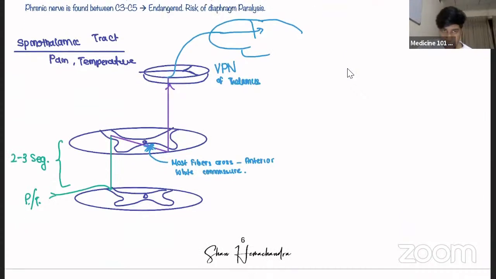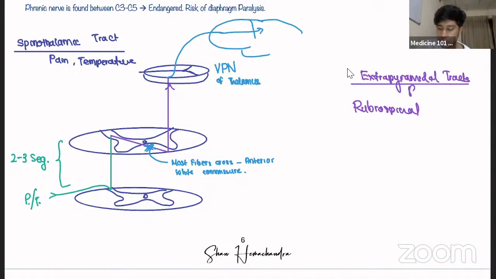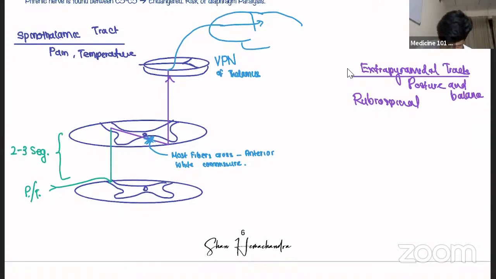Now, I'm going to ask you guys some questions. Don't worry, we are done with the three tracts. If you guys understood this, you guys are good to go. These are the main tracts. There's some other tracts called the rubrospinal, spinotectal. I think there's some other tracts which are called the extrapyramidal tracts. If you hear this word, these are all related to posture and balance. Just remember it like that. That's way more than enough. Now, next, I'm going to ask you guys some questions because this is very important.